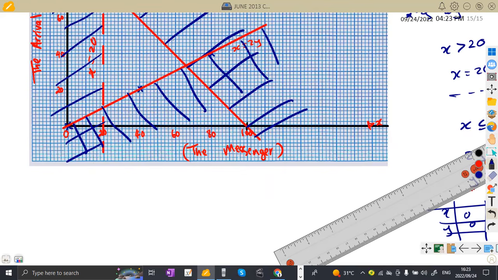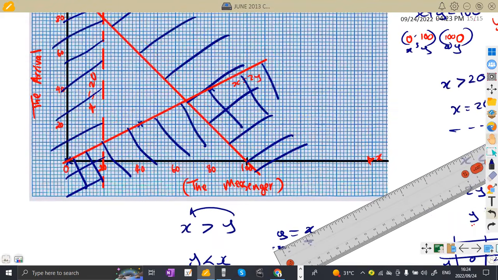Then the last one, it was x is greater than 5. Since we compare with y, let us rewrite this in terms of y. So it means y is less than x. Here we simply draw the line y is equal to x. I explained this line before. When x is 0, y is 0. When x is 10, y is 10. When x is 20, y is 20. If you still remember that line that we did in this same class.